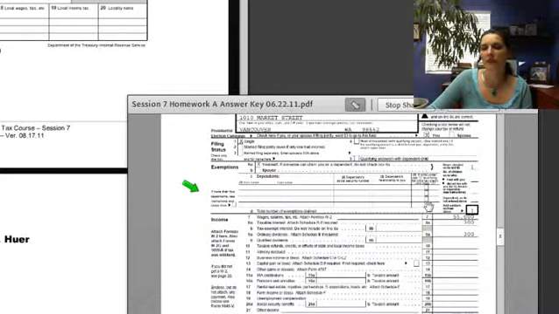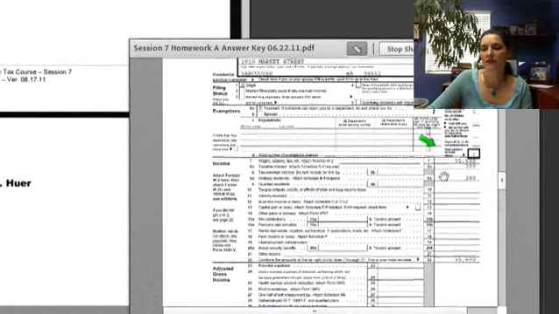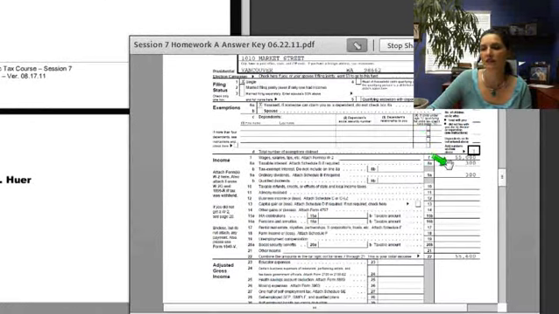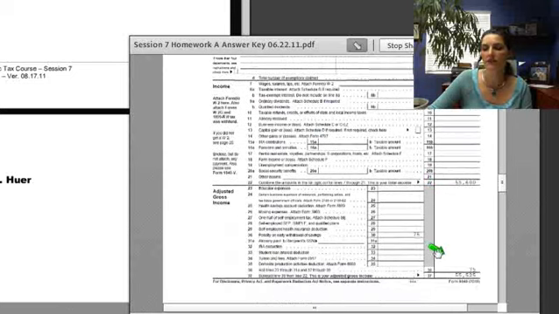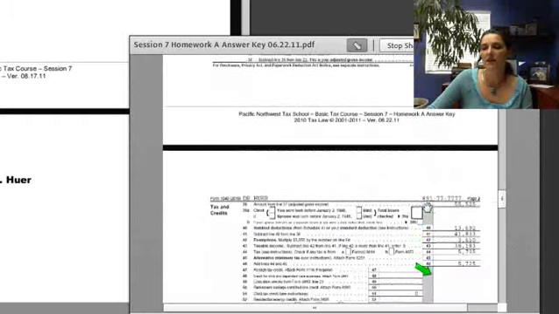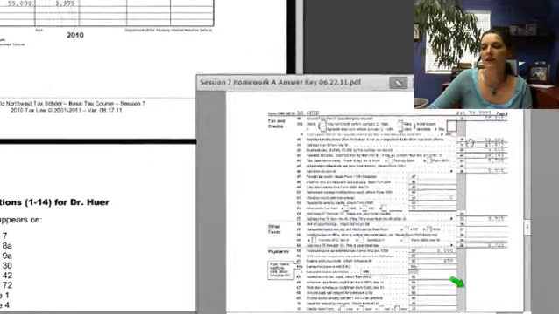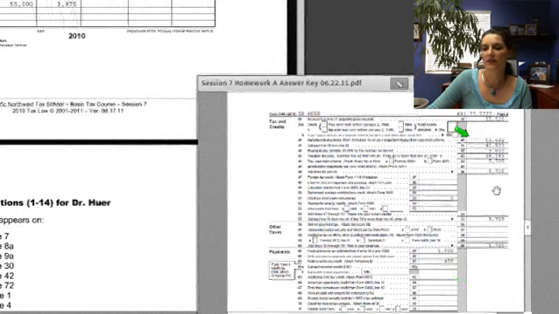Looking at the 1040 form, we have Dr. Hewer's wage income on line 7, $55,000. We have his interest income on line 8A, $300. His dividend income on line 9A of $300, and that gives us total income of $55,600. The early withdrawal penalty is the only adjustment he has. We've entered that on line 30, and that makes his adjusted gross income $55,525.